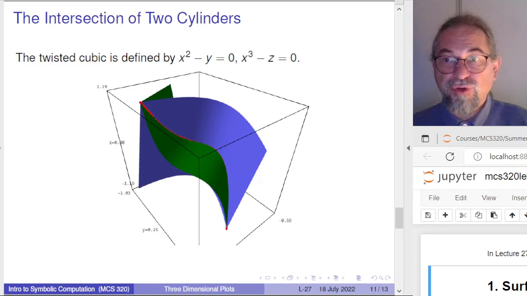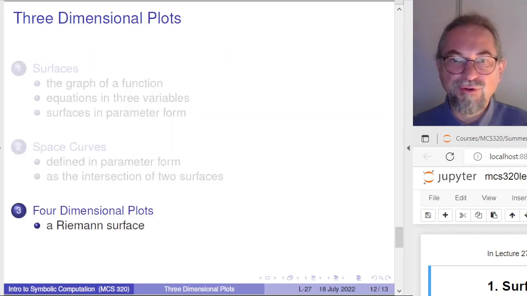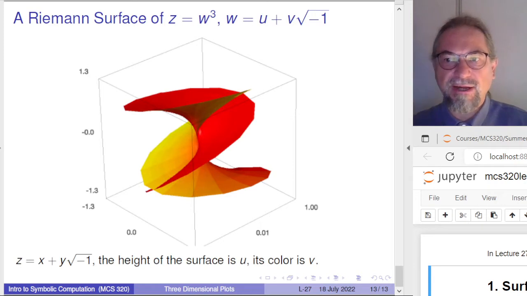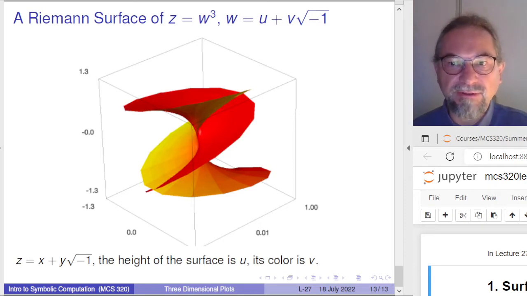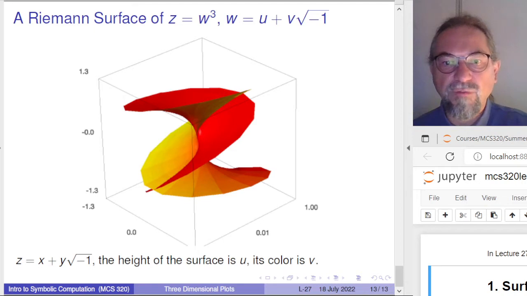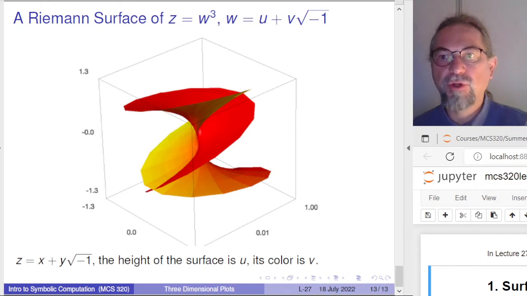So these are three-dimensional plots. Can we go beyond dimension 3? Actually not, but we can try. So here is a four-dimensional plot. I will try to explain. What we are trying to plot is the cube root. So we have the surface z equals w to the power 3. The input is the w. So we have two input parameters, the real and the imaginary part of w.